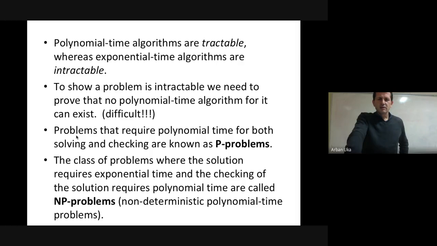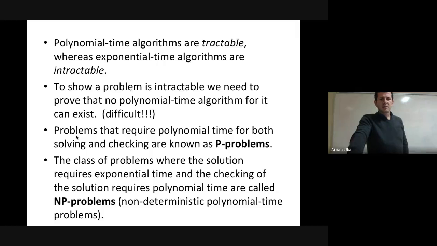Now, expressing this in an elegant way might sometimes be challenging. Problems that require polynomial time for both solving and checking are called P problems. So this is essential. The class of problems where the solution requires exponential time and the checking of the solution requires polynomial time are called NP problems, or non-deterministic polynomial time problems. So let's see this again: the solution requires exponential time, and the checking of the solution requires polynomial time.